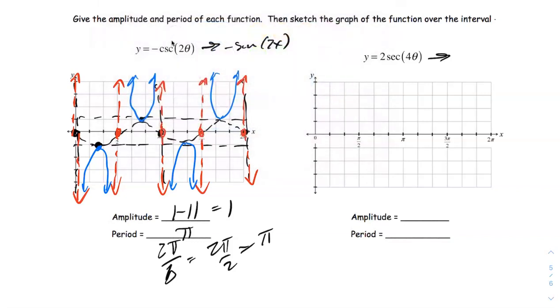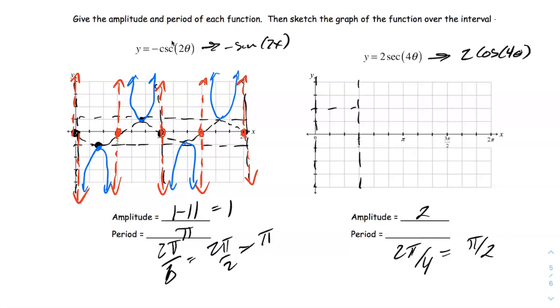Secant is the opposite of cosine of 4 theta. Just find everything. Amp is 2, period is 2 pi over 4, which is pi over 2. So it's going to repeat itself at pi over 2. So let's do that first. Start at 0, you're going to have pi over 2. My period is pi over 2. So like that. Now again, if I want to draw this up to an interval, I've got to keep on going. So that's my first cosine graph.